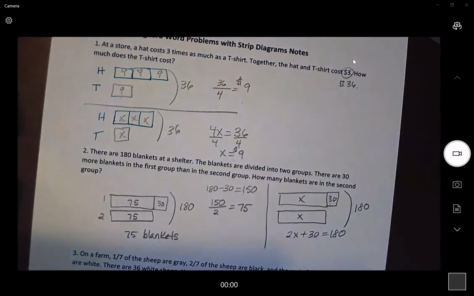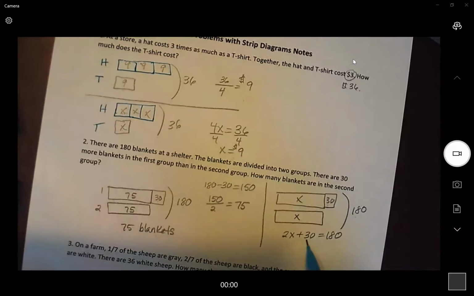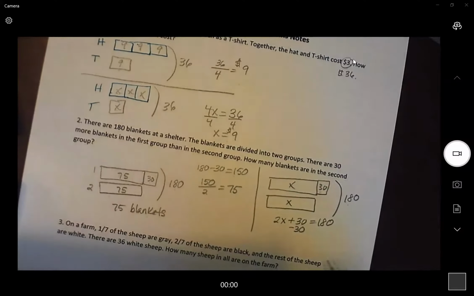And then we're just left with a two-step equation here. So we want to eliminate this and make it 0. So we subtract 30. But remember, an equal sign means keep both sides balanced. Okay, so that's what an equal sign is. It means you're keeping both sides balanced. What I do on one side, I have to do on the other. So since I subtracted 30, I have to subtract 30 here as well. All right, and then again, we divide by that coefficient, and x is equal to 75 blankets.